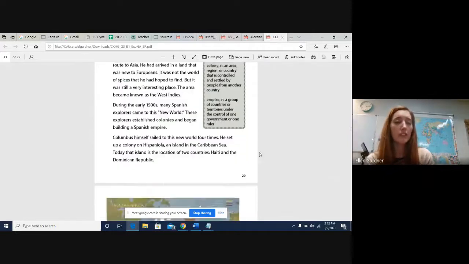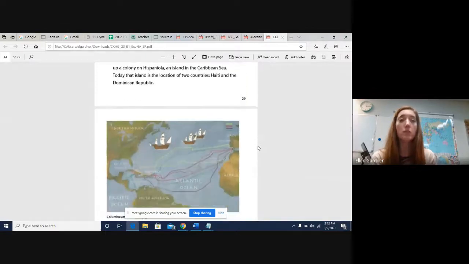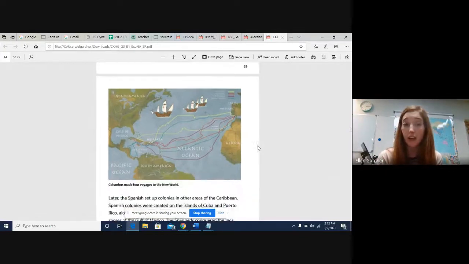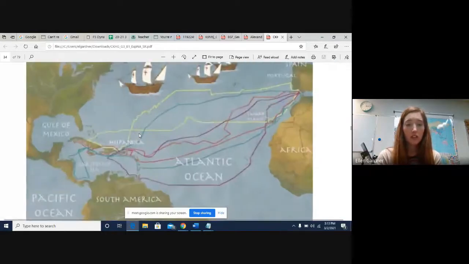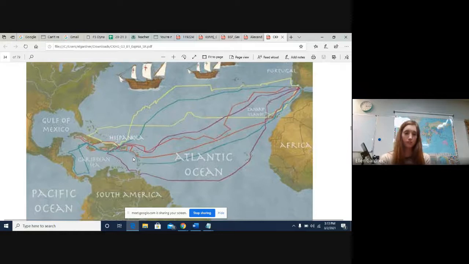Now, Columbus himself sailed to this new world 4 times. He set up a colony on Hispaniola, an island in the Caribbean Sea. Today, that island is the location of 2 countries, Haiti and the Dominican Republic. So here's Mexico, here's the United States, here's South America and Brazil. Hispaniola is a specific island that is now Dominican Republic and Haiti. Both countries are on that one island.